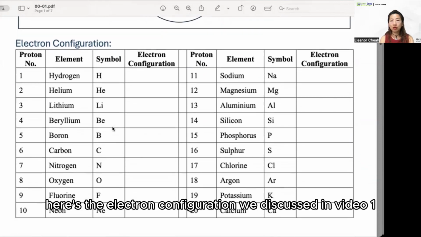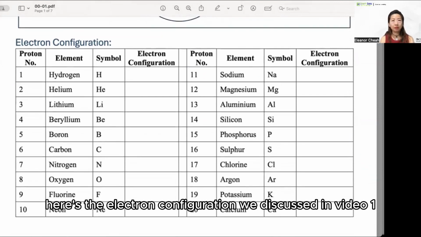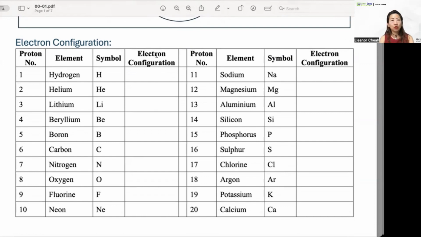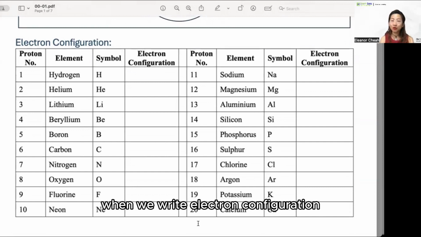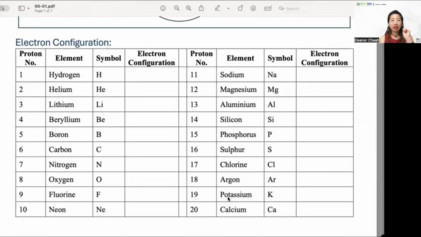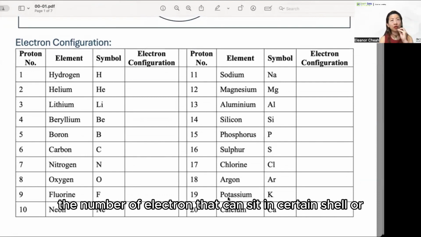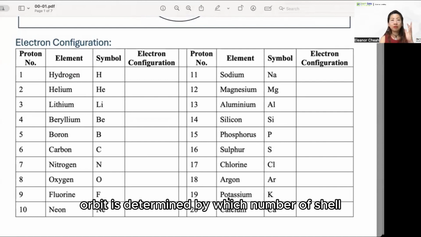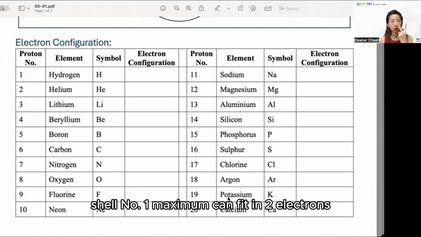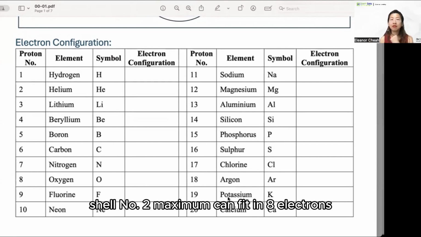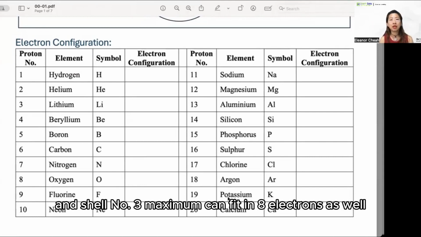Here's the electron configuration we discussed in video 1. Do you still remember what's the important thing we have to remember when we write electron configuration? The number of electrons that can sit in a certain shell or orbit is determined by the shell number. Shell number 1 maximum can fit in 2 electrons. Shell number 2 maximum can fit in 8 electrons. And shell number 3 maximum can fit in 8 electrons as well.